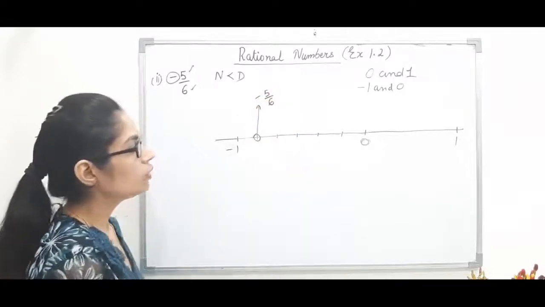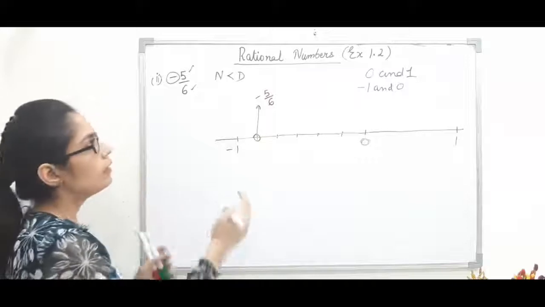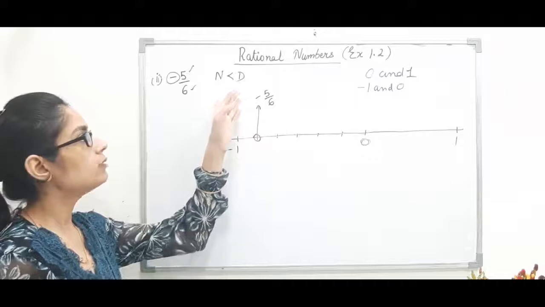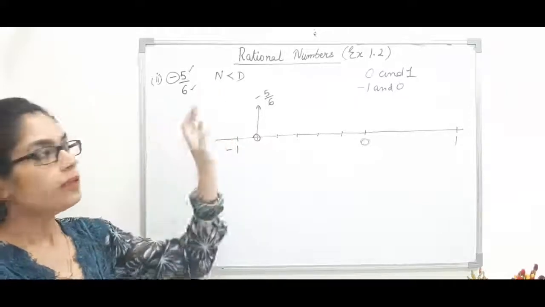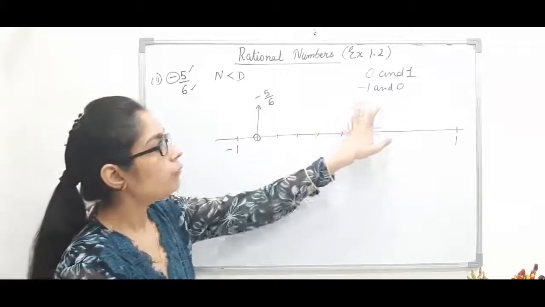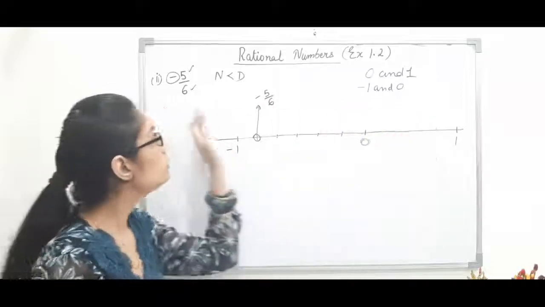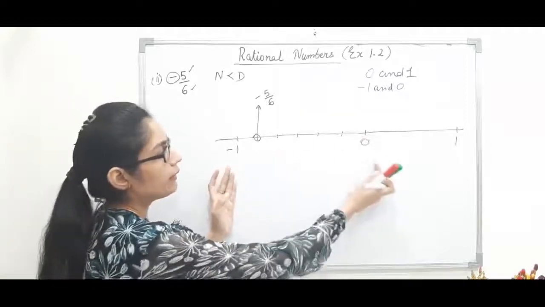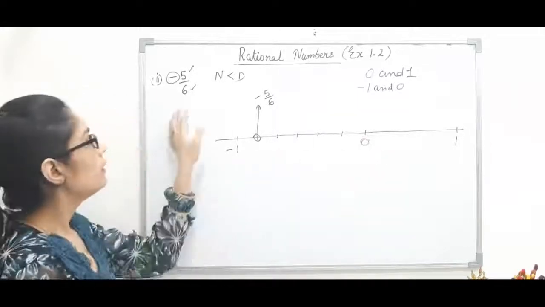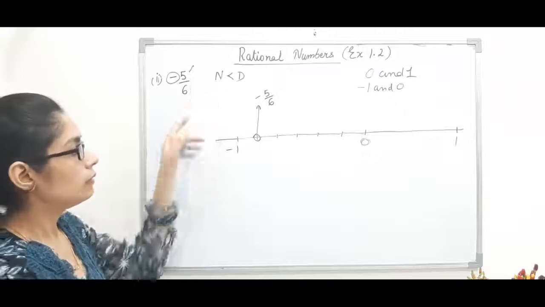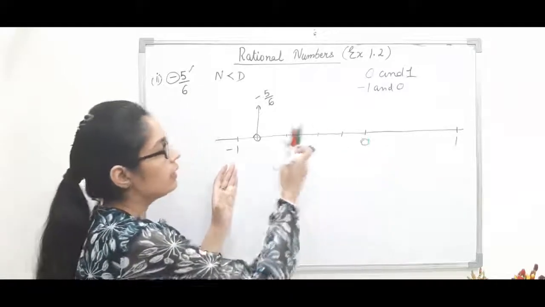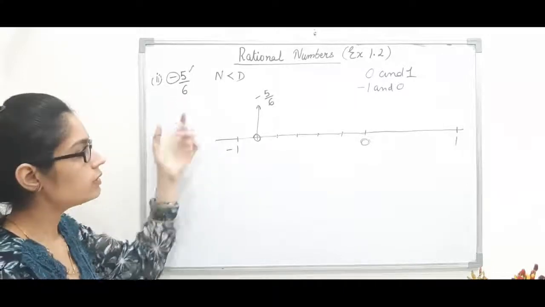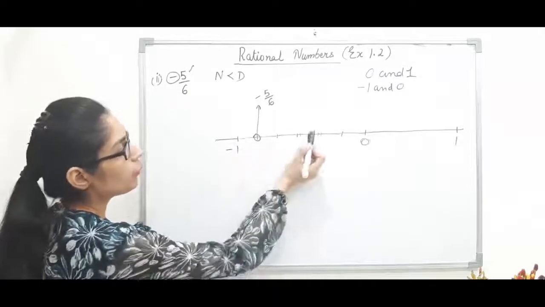-5/6. So it was very simple. First of all, you have to see which case is there. In this case, numerator is smaller than denominator. So we already know in this case our point will lie between -1 and 0, since minus is present along with the number. So we'll draw -1 and 0 on a number line. Then we will see denominator. So we'll divide these 2 points into the number of parts given in the denominator. So 6 is given, so we divide it into 6 equal parts.